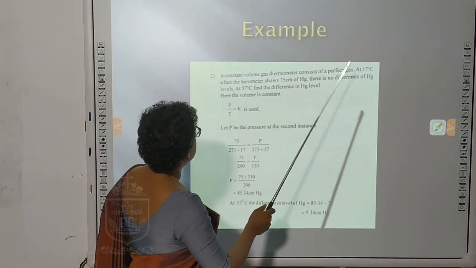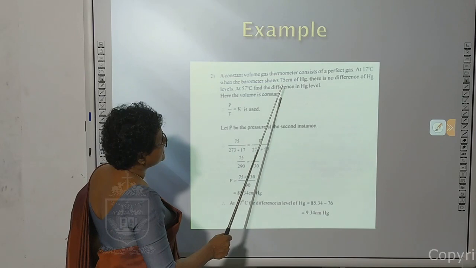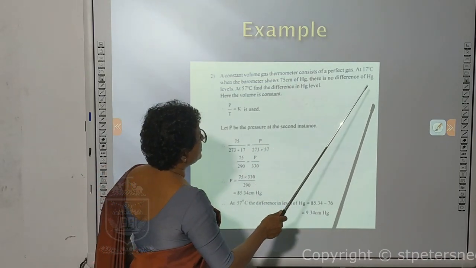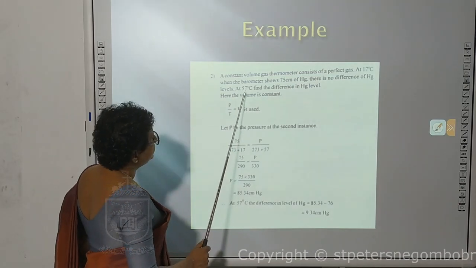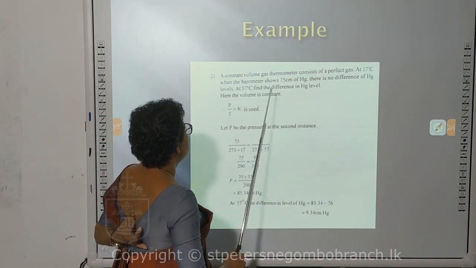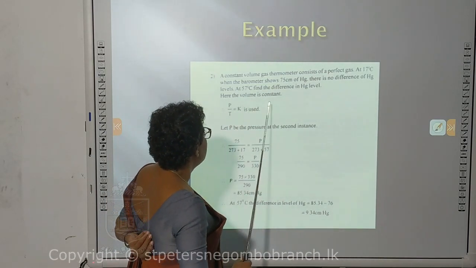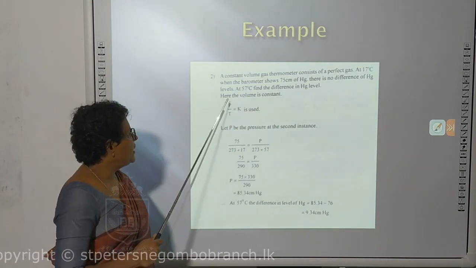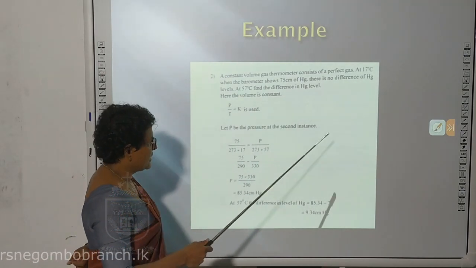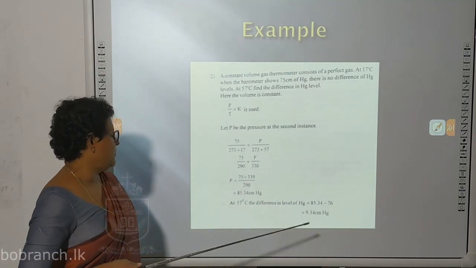A perfect gas. At 17 degrees, when the barometer shows 75 centimeters of Hg, there is no difference of Hg levels. At 57 degrees Celsius, find the difference in Hg levels. Here, volume is constant, right? P over T equals K. Let P be the pressure at the second instance. Okay, we have to find P.